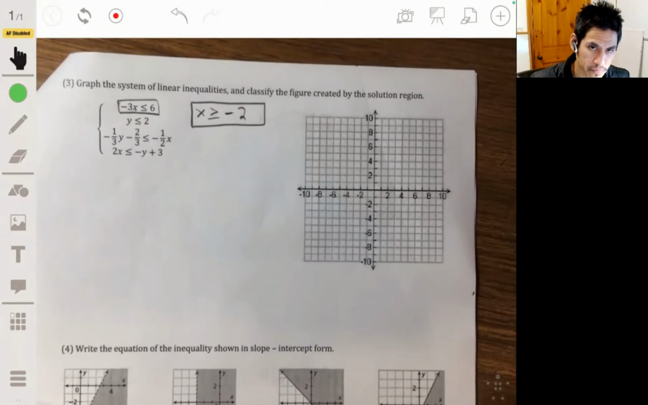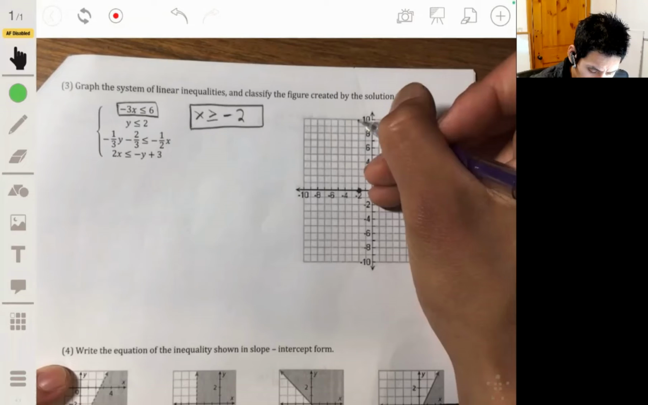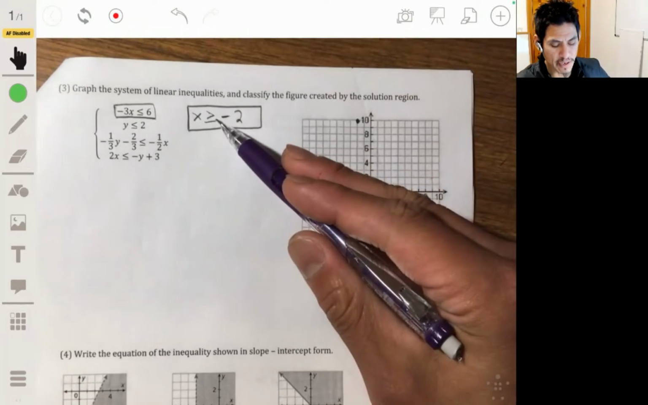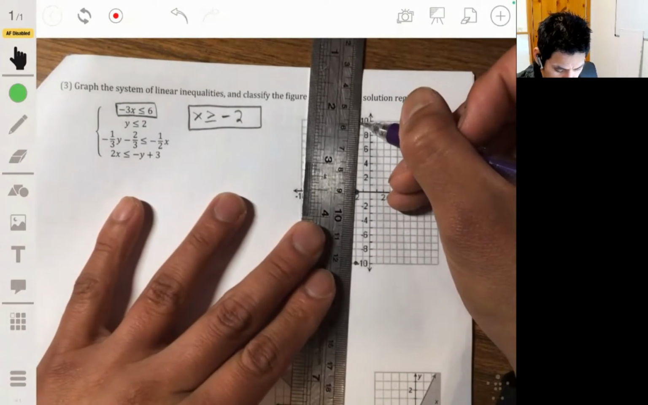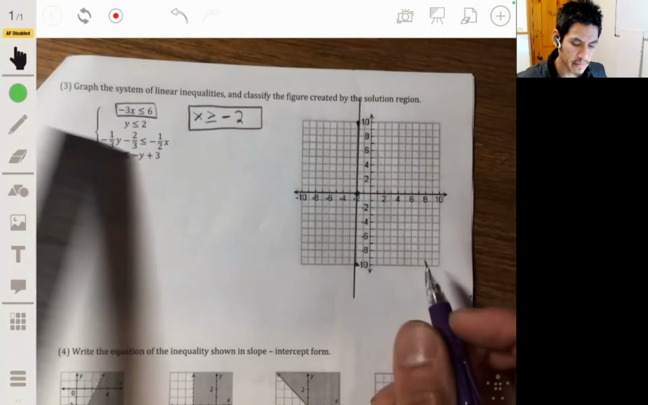So negative 2 on the x-axis, we just draw a vertical line. Because remember, in an equation, it would just say x is equal to -2. So that means the x value will never change. And x values never change on vertical lines.